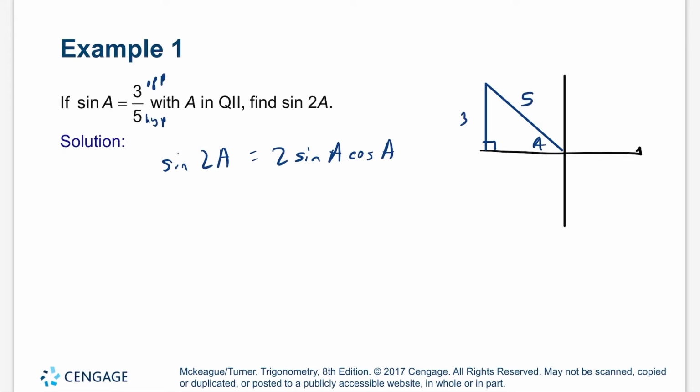And so this is a 3, 4, 5 triangle, but this is negative because you're in quadrant 2. So quadrant 2 is negative, positive. That's why this is negative. All right, so now we know what cosine of a is. It's adjacent over hypotenuse. So that pretty much does it. 2 times sine of a, which is 3/5, times cosine of a, which is negative 4/5. So our final answer will be negative 24/25.